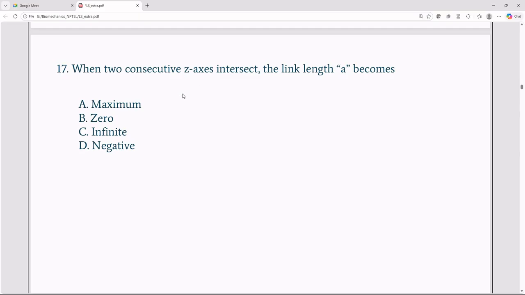When two consecutive z axes intersect, what does the link length A become? Options are option A, maximum, option B, 0, option C, infinite, option D, negative. What is the value of link length A when two consecutive z axes intersect?